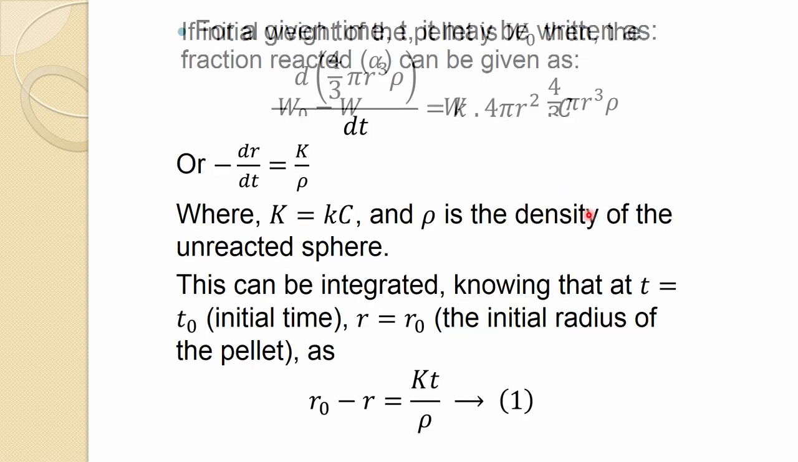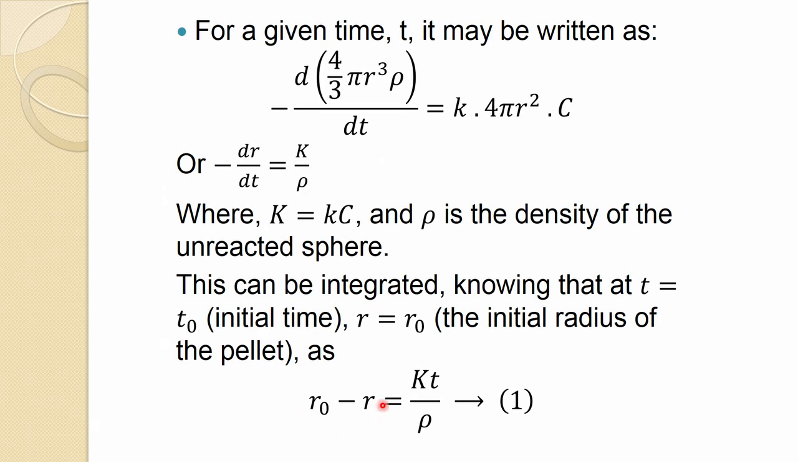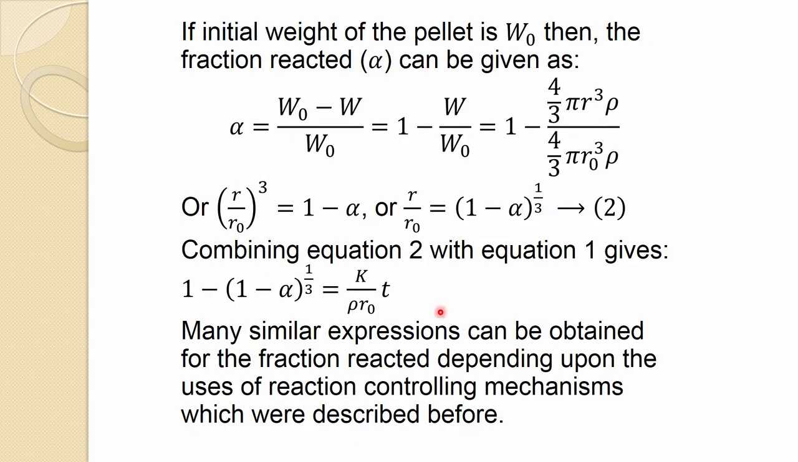And we did this because we have our relation here like this. So this also will be divided by r naught, because that is known. So we combine this equation with this equation, and then we can get 1 minus alpha to the power 1 by 3 equal to k by rho r naught times t.